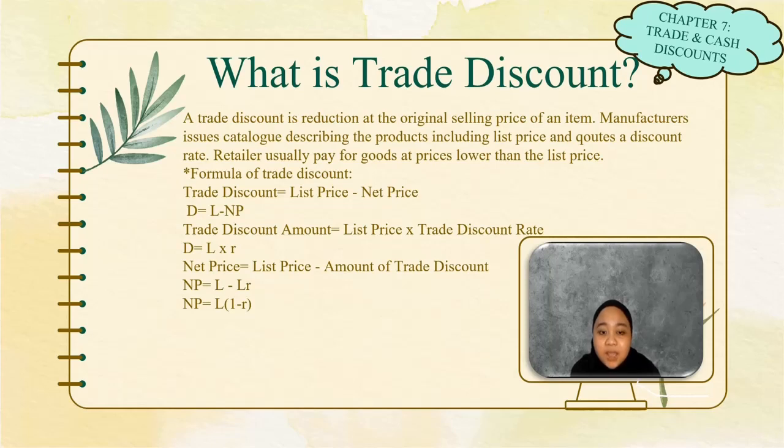D equals L minus NP. Trade discount amount equals list price multiplied by trade discount rate, D equals L multiplied by R. Net price equals list price minus amount of trade discount, NP equals L minus LR, so NP equals L open bracket 1 minus R close bracket.